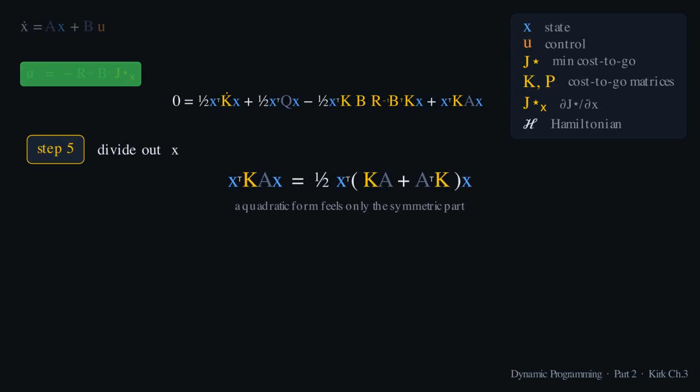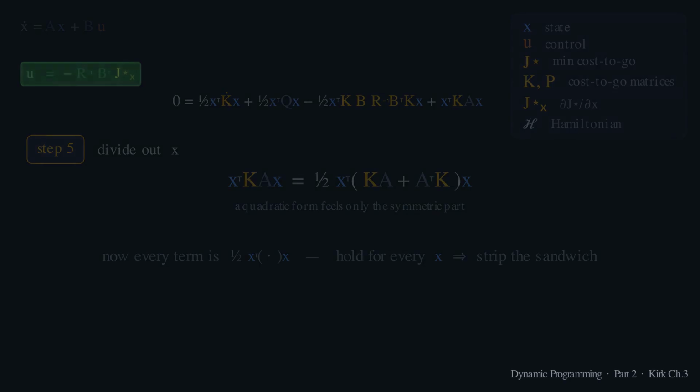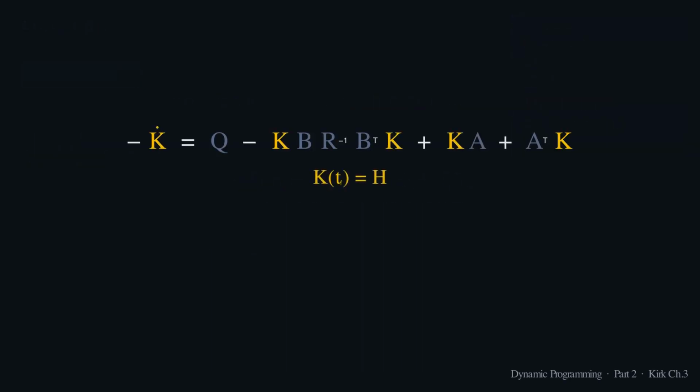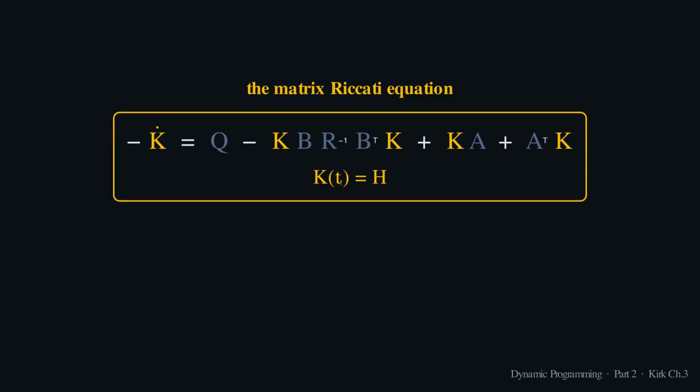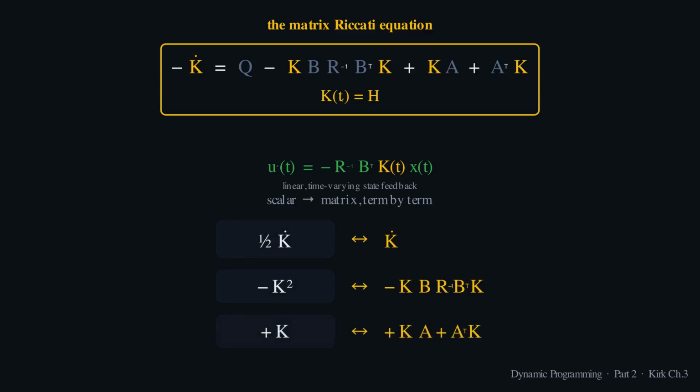Step 5. The matrix version of dividing out x squared. A quadratic form only ever feels the symmetric part of its matrix. So x transpose k ax equals 1/2 x transpose the quantity ka plus a transpose k x. Now every term is sandwiched between x transpose and x. Demand it hold for all x, strip the sandwich away, and out drops the matrix Riccati equation. Minus k dot equals q minus k b r inverse b transpose k plus ka plus a transpose k, with k equal to h at the final time.